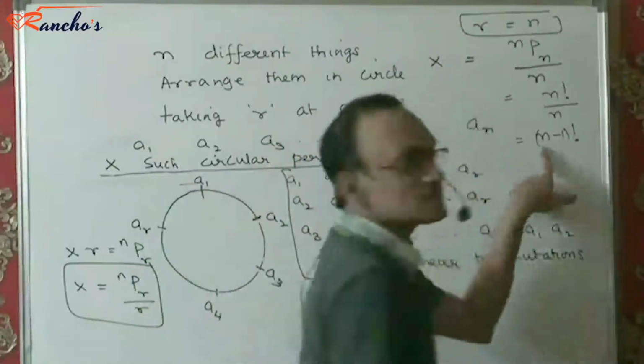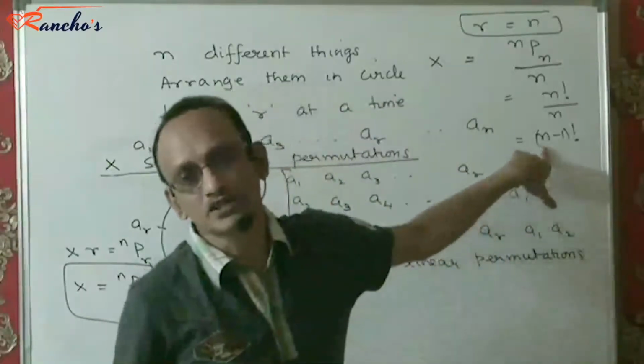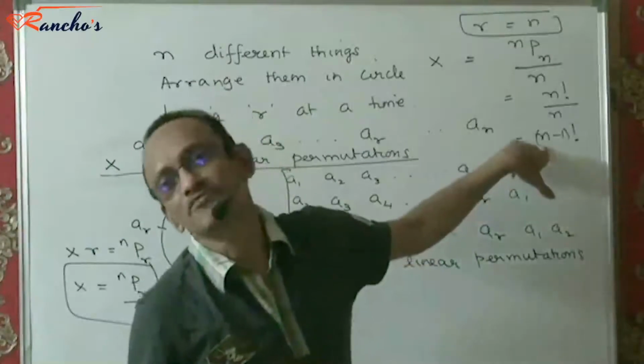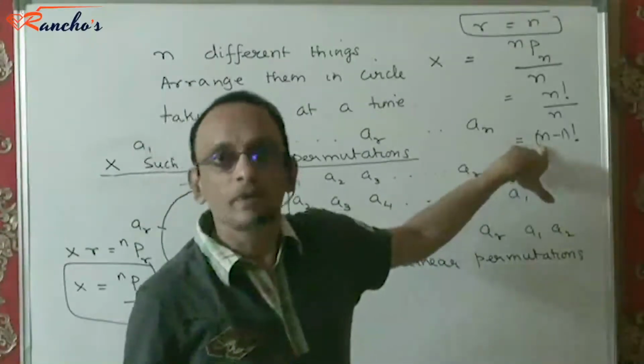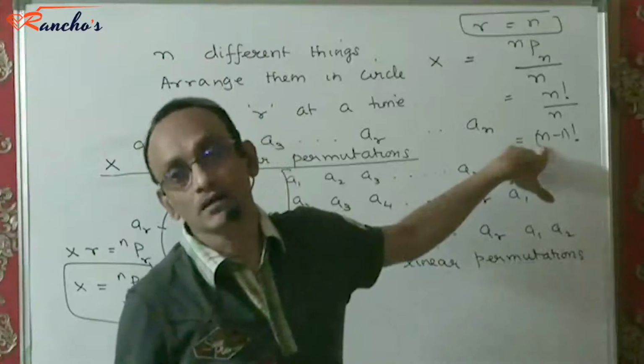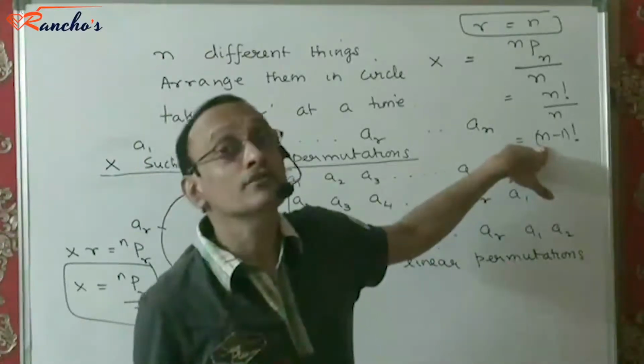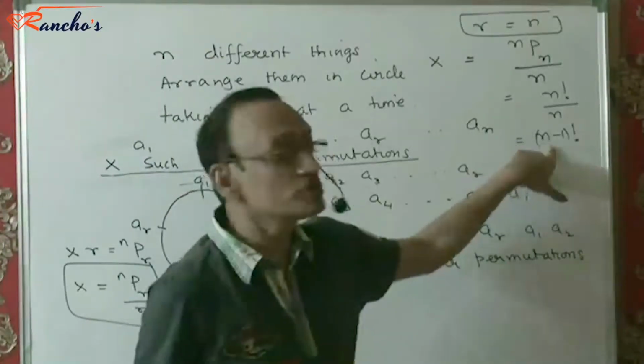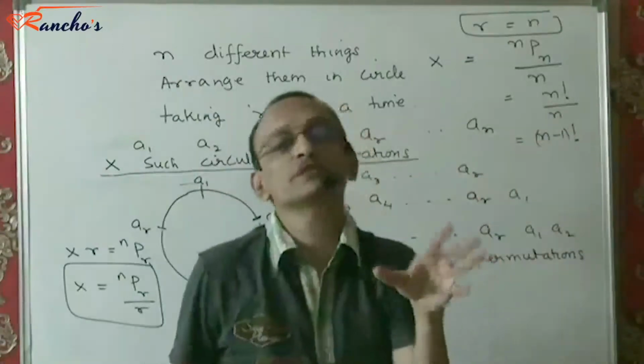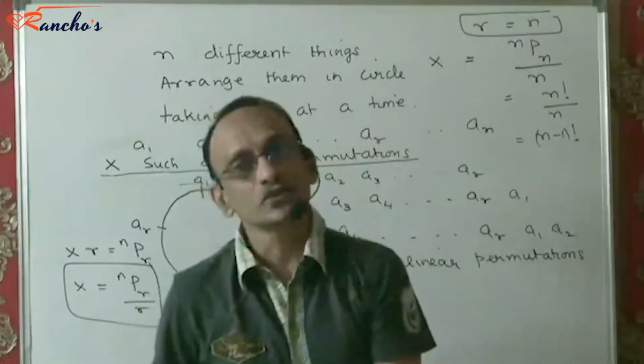Very clearly in this, like I said before, half of them are anti-clockwise, half of them are clockwise. But if clockwise and anti-clockwise are different in a given physical situation, then the count is this. But if they are indistinguishable, the count would be half of this. Yes or no?